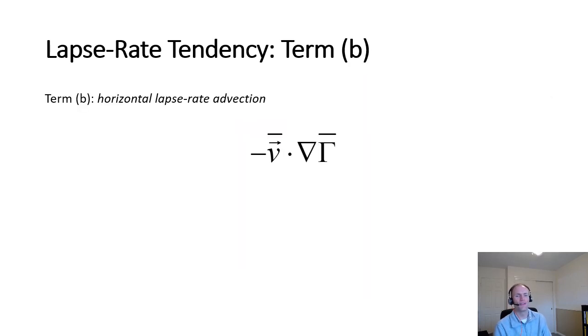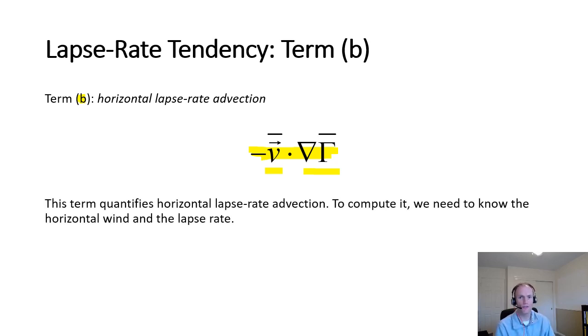all right. With that in mind, we can move on to the horizontal lapse rate advection term, term B within our equation. And this one's a pretty straightforward term. We have a velocity dotted into the gradient of the lapse rate here. So we need to know the velocity and we need to know the lapse rate, and in particular how the lapse rate is spatially oriented relative to the velocity in order to be able to infer this term.